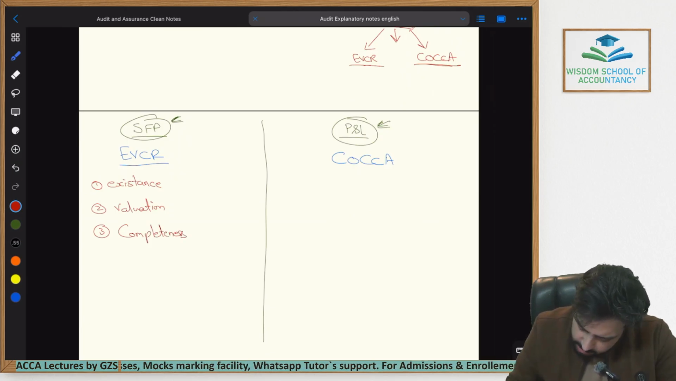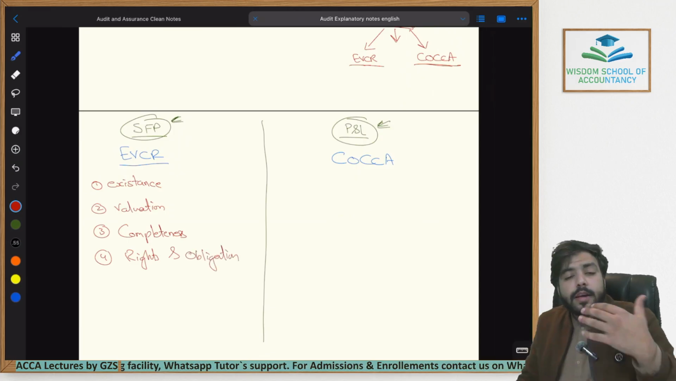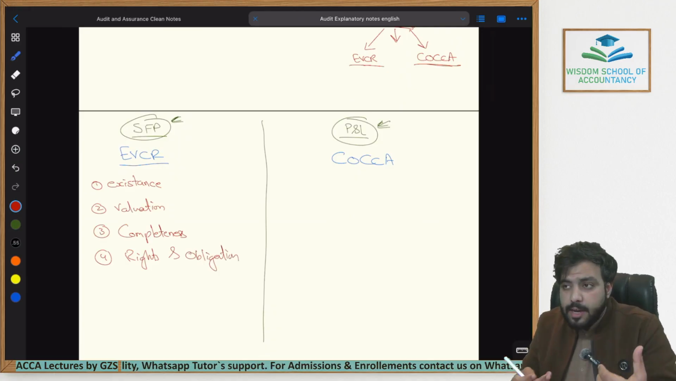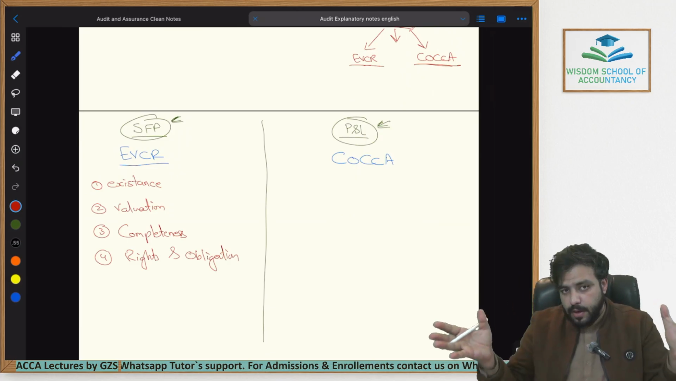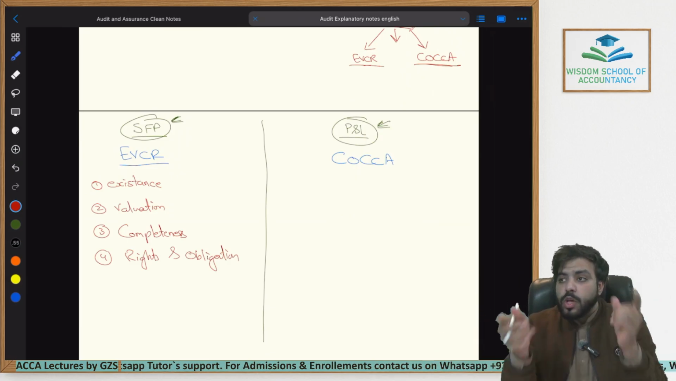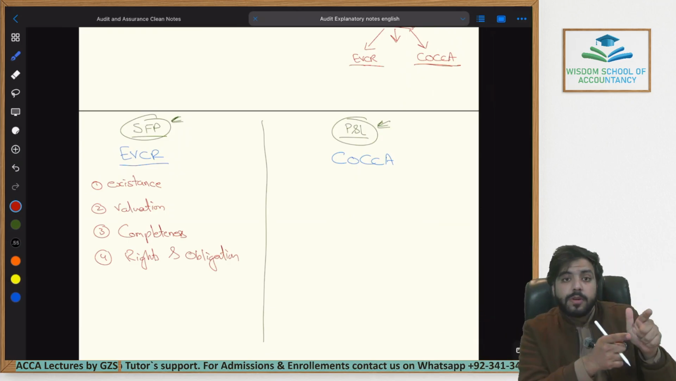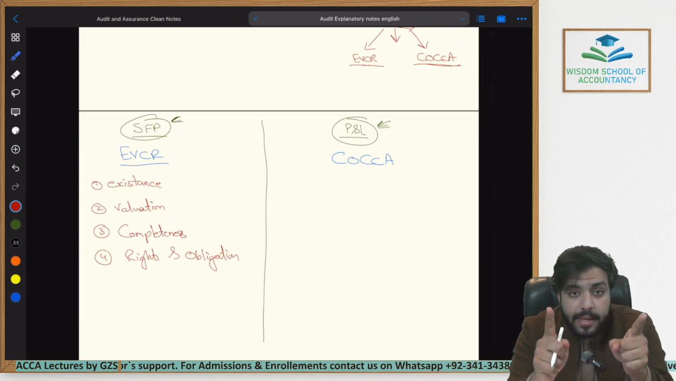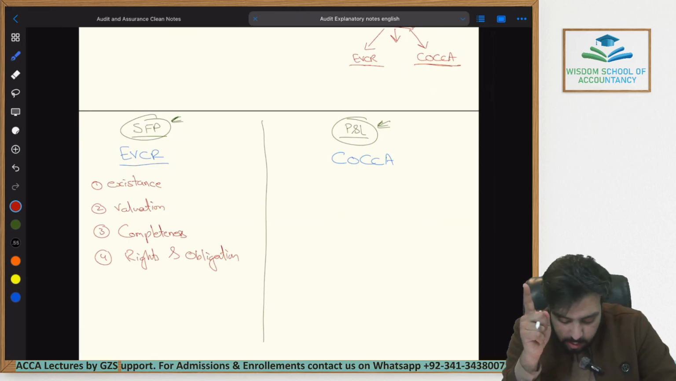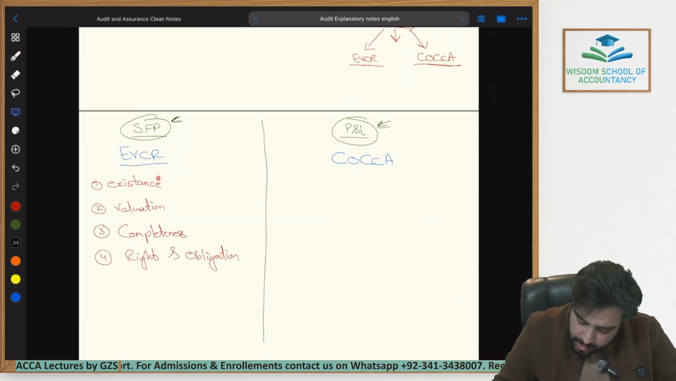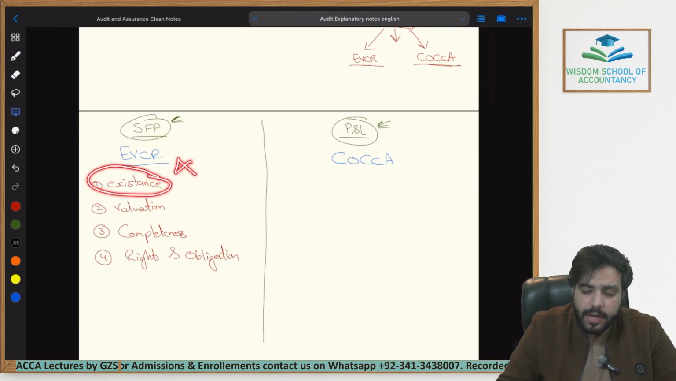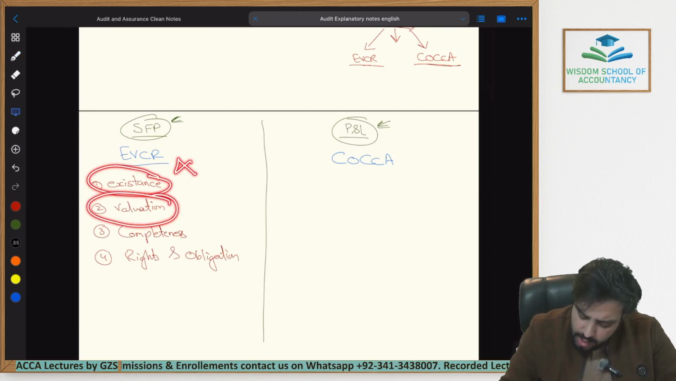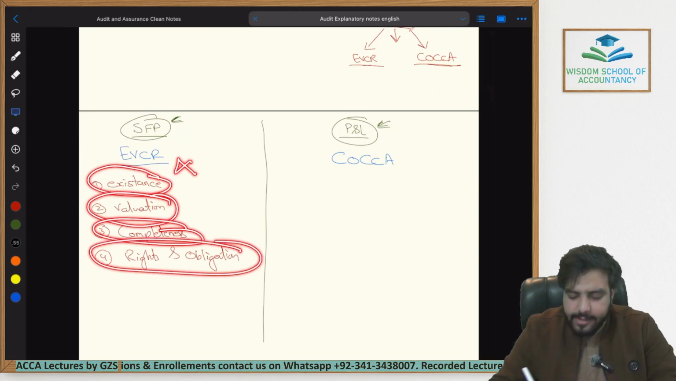And R stands for rights and obligations. So now it is much clearer to you that whenever the management is saying that our financial statements are correct, there are no issues, you will always first look at the statement of financial position. Basically the management is trying to tell you, the auditor, that there is no existence issue within the statement of financial position, there is no valuation issue, there is no completeness issue, there is no rights and obligation issue.